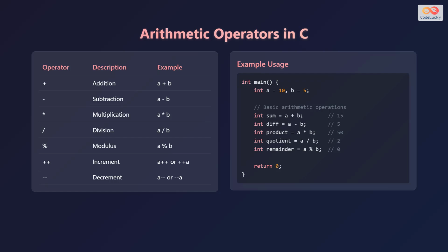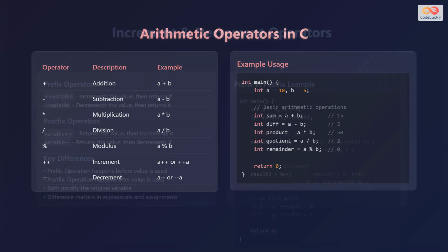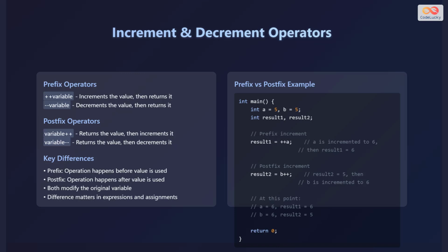The increment operator, denoted by plus plus, increases the value of a variable by 1, and can be used in prefix form like plus plus a, or postfix form like a plus plus. The decrement operator, denoted by minus minus, decreases the value of a variable by 1, and can be used in prefix form like minus minus a, or postfix form like a minus minus. Increment and decrement operators are essential tools for modifying variables in C.